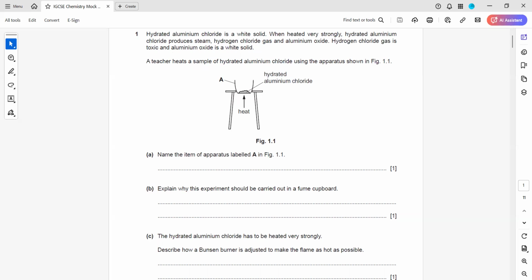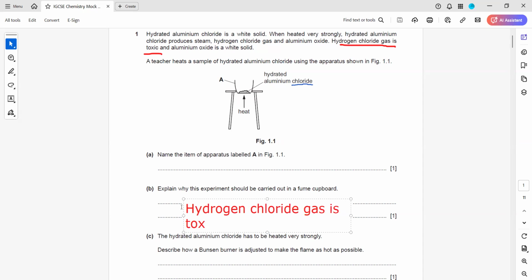And the next part: explain why this experiment should be carried out in a fume cupboard. The answer is written in the question, that hydrogen chloride gas is toxic. So you just have to copy this statement here, that hydrogen chloride gas is a toxic gas. That's why it should be carried out in a fume cupboard. Whenever any reaction releases a toxic gas, we prefer the use of a fume cupboard.